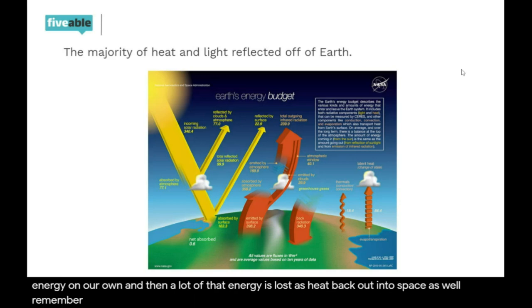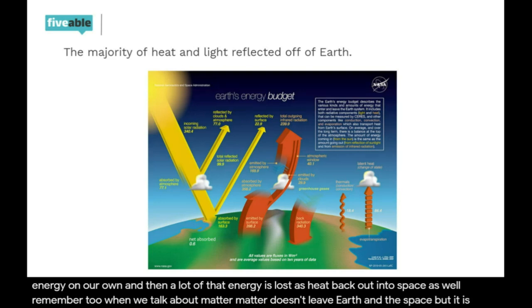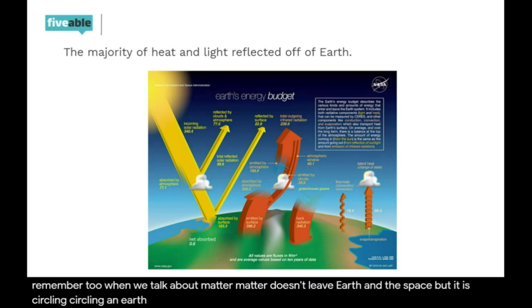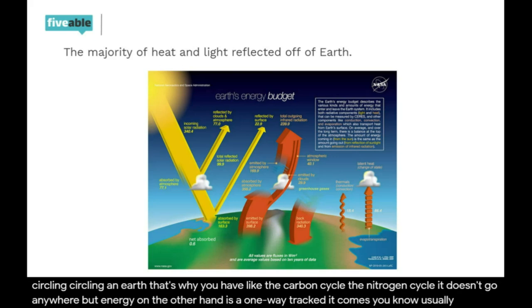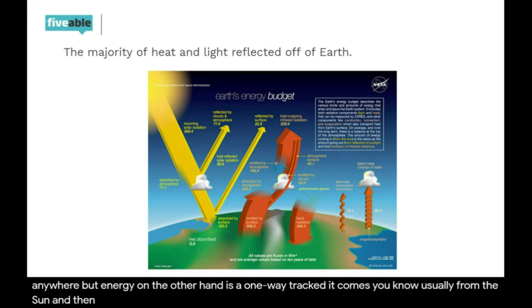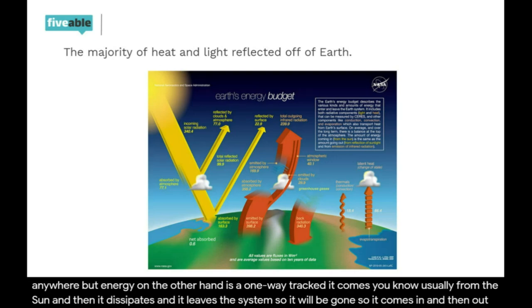Remember too, when we talk about matter, matter doesn't leave Earth unless we do something silly like eject a Tesla out into space, but it is circling in Earth. That's why you have the carbon cycle, the nitrogen cycle. It doesn't go anywhere, but energy, on the other hand, is a one-way track. It comes, usually from the sun, and then it dissipates and it leaves the system. So it comes in and then out and it's gone. It's not cycling.